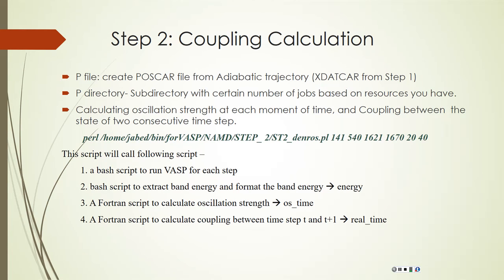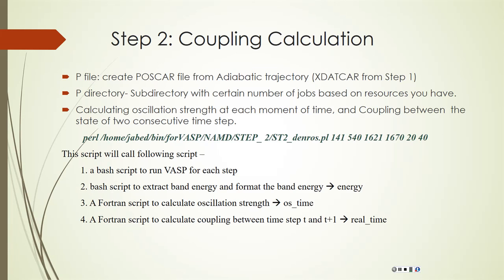Then, as Landon said, we get all the geometries from the adiabatic trajectory from step 1. I use the XDATCAR rather than the OUTCAR. To me the XDATCAR is easier, because it defines the cell and all the coordinates at every time step. So I can just slice out a certain set of lines, because it has a uniform format, and put them in one file as a POSCAR file, a P file.